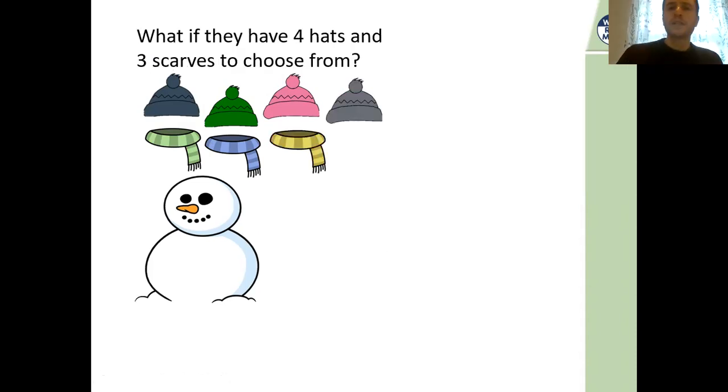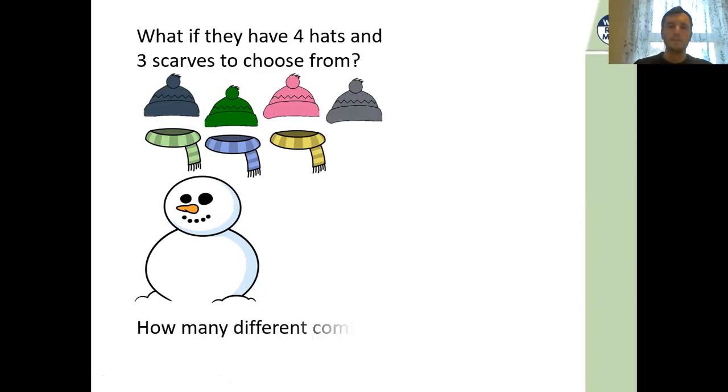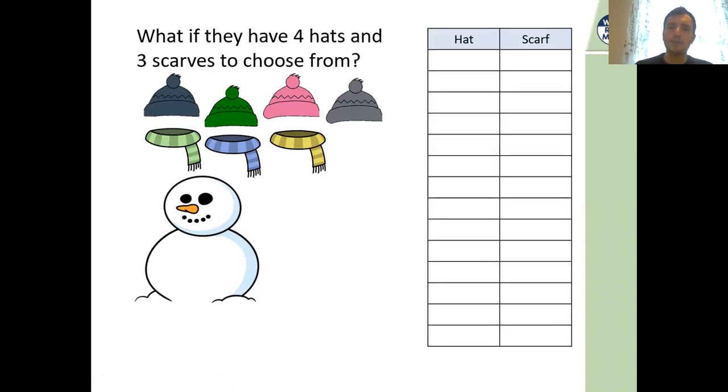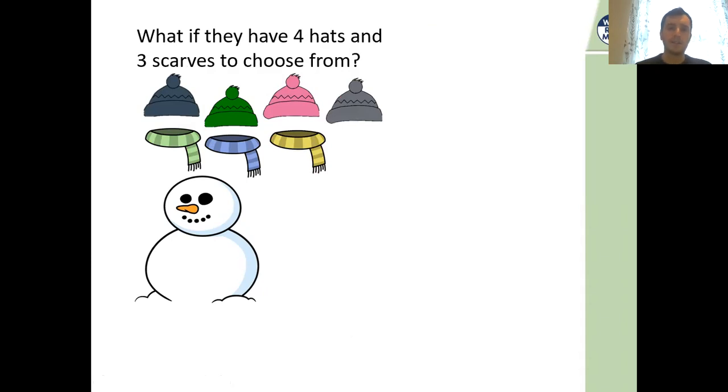Now, what if they have 4 hats and 3 scarves to choose from? How many different combinations will there be? Maybe this time, think about using that multiplication fact. Can you work out the total by doing 4 times 3? That should give you how many possible combinations there could be. And then if you've done that, can you record them into a table a bit like this? I'm going to skip back to give you a moment to do that.